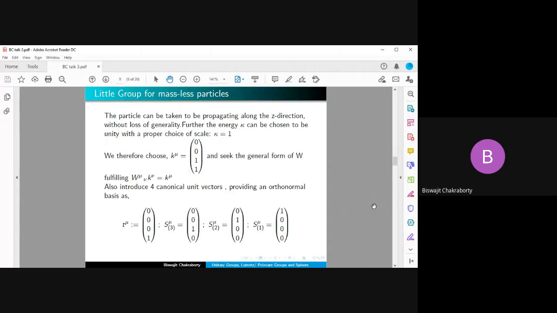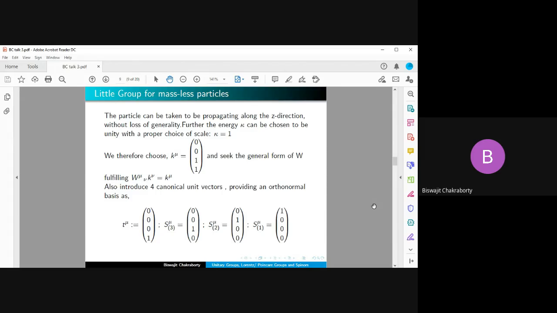Yeah. So now the particle can be taken to be propagating along the z direction without loss of generality. Further, I can choose the energy scale in such a manner that it is 1 in some suitable unit. Again, this can be done without any loss of generality. So effectively, I'm setting kappa equal to 1. So K^mu is the four-vector (0, 0, 1, 1). You see the third entry is the z direction, the first entry was the x direction, and the last entry is the time direction. So we are looking for the general structure of this little group W, which satisfies W^mu_nu K^nu equal to K^mu.